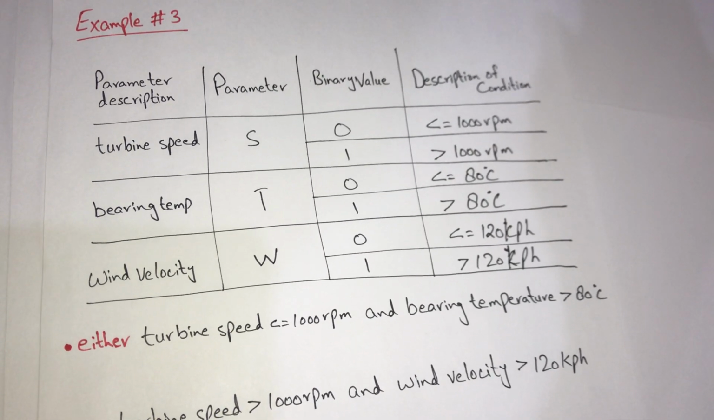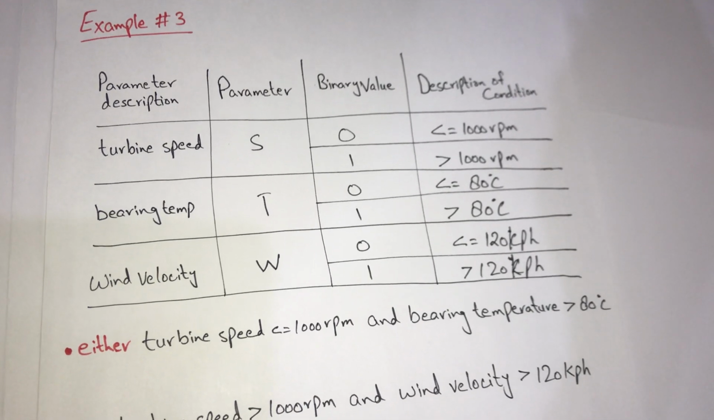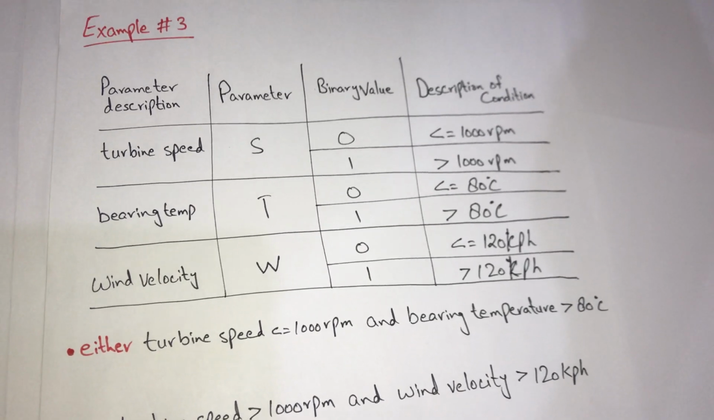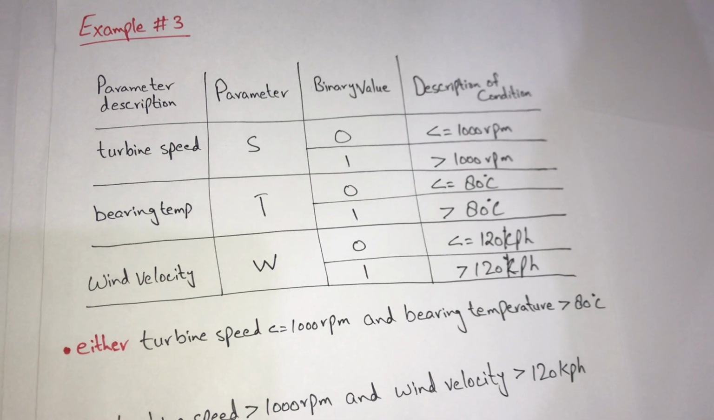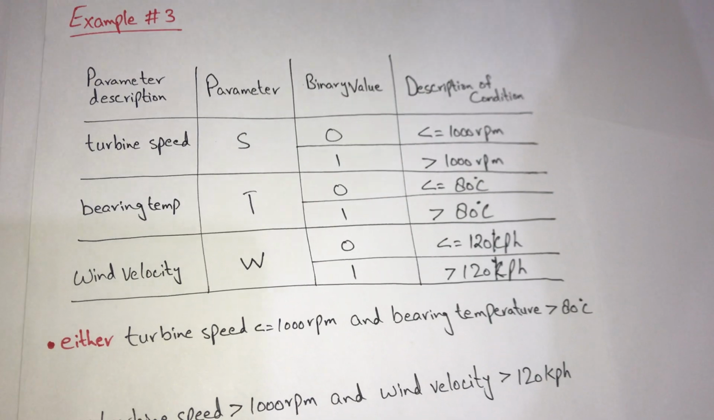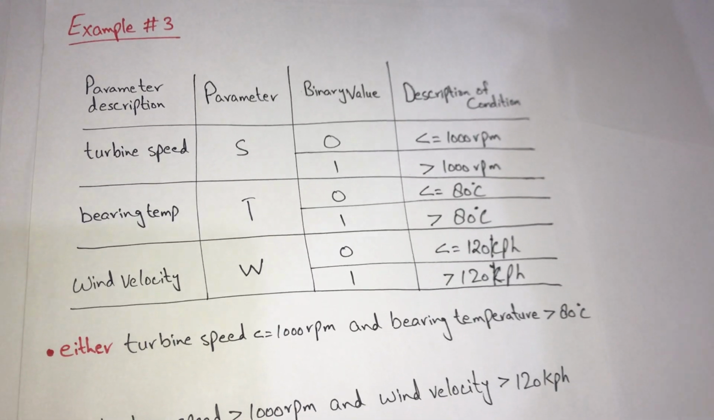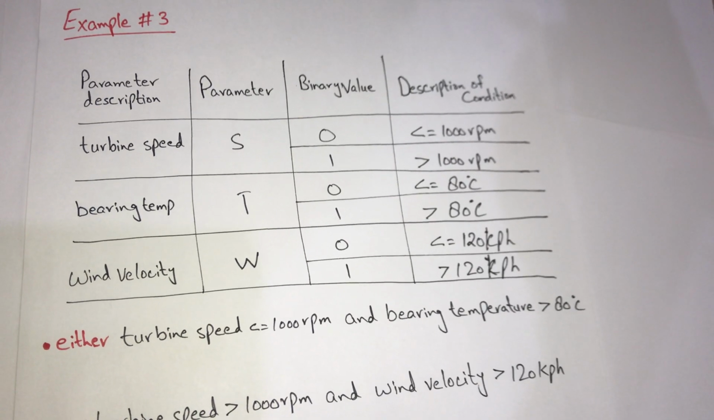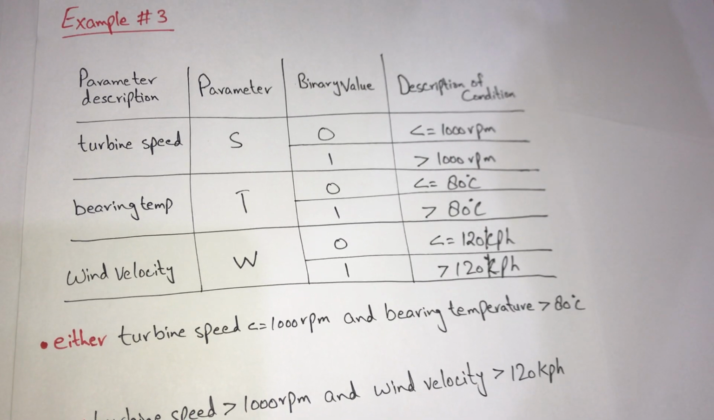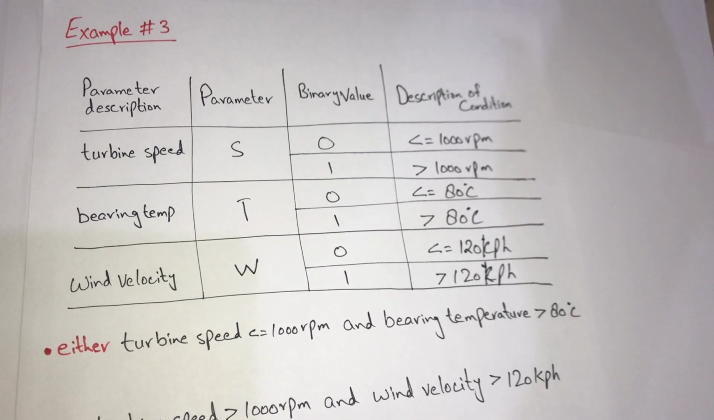The parameters are, for turbine speed, S, for bearing temperature, capital T, and for wind velocity, capital W. They have binary values with their description of the condition. So if the binary value for turbine speed is 0, then the description of the condition is less than or equal to 1000 rpm.